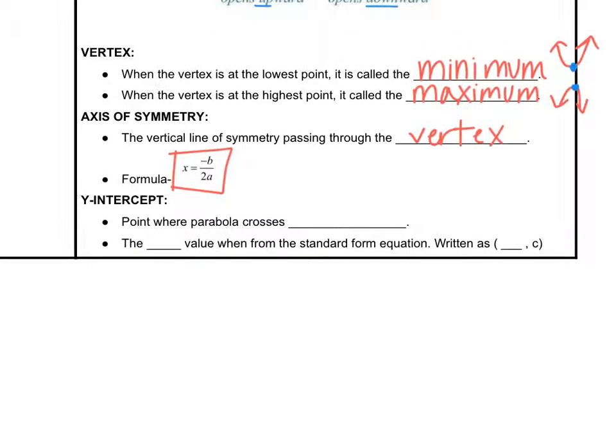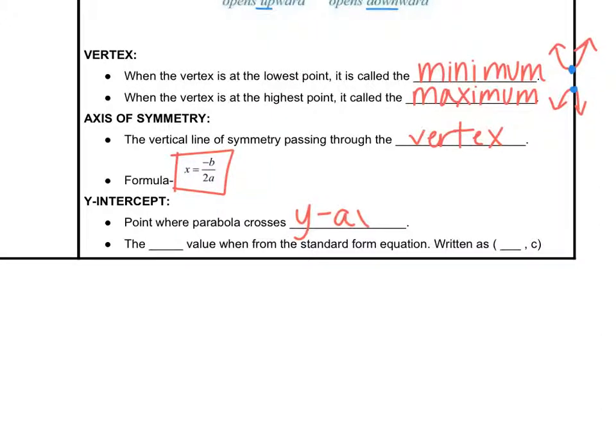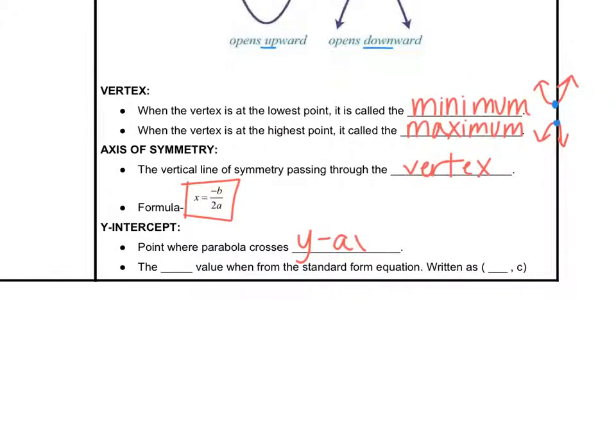Okay, the y-intercept is nothing new. The y-intercept is the point where the parabola crosses what? Y-axis. This is new though. You can easily figure out the y-intercept without even having a graph, because it is always the c value from the standard form equation, which we write as a point, 0, comma, c. Neat.